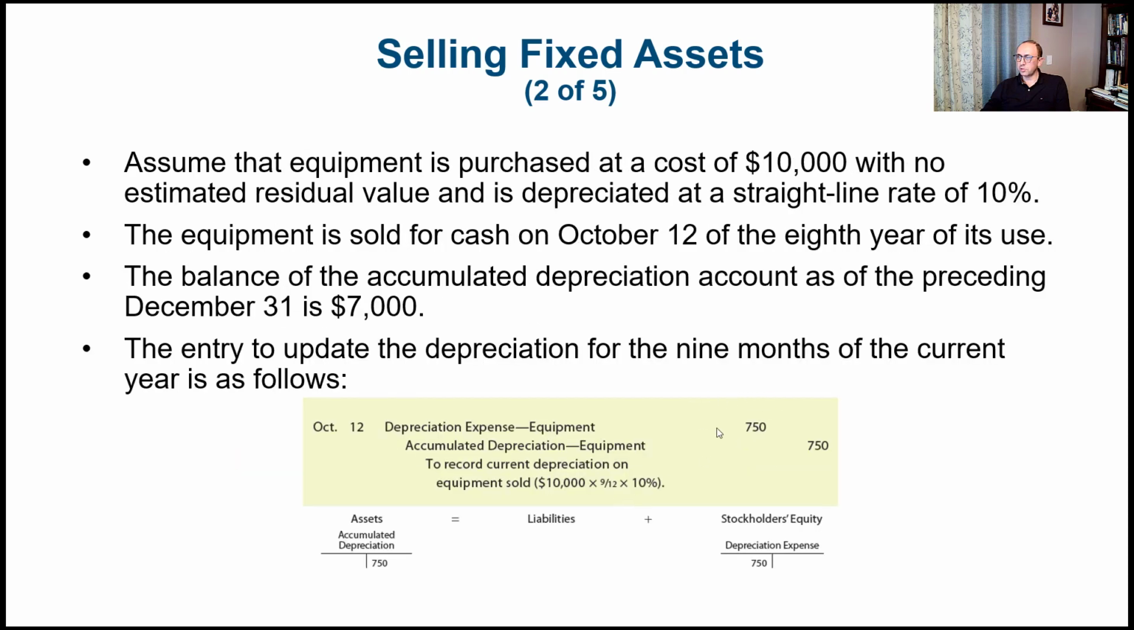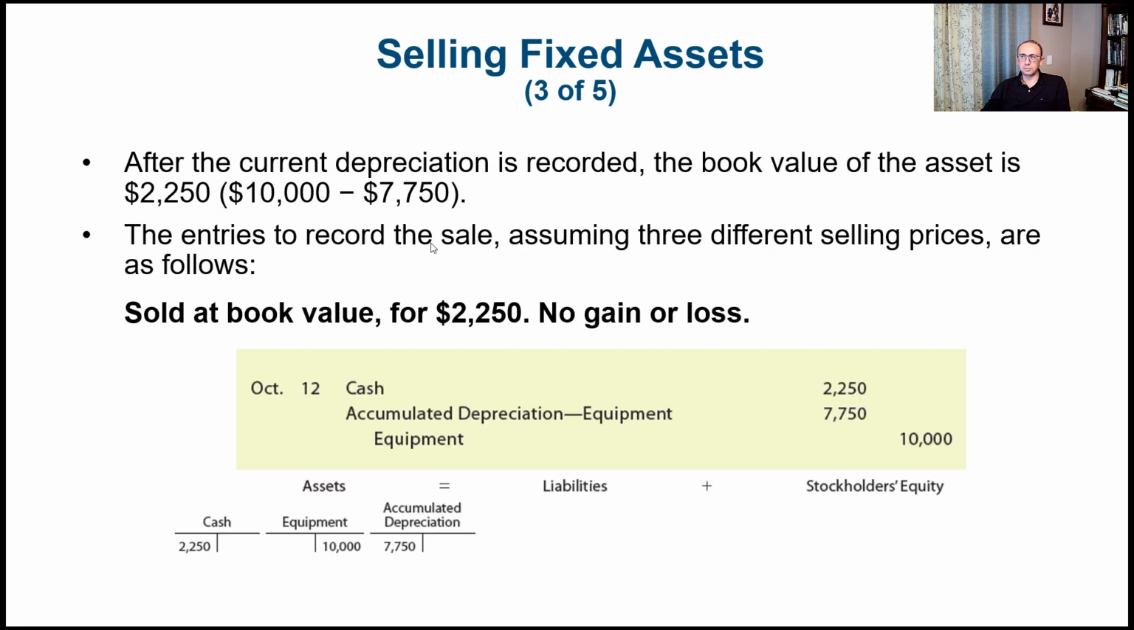So before I move on, now how much is our updated accumulated depreciation? It's the 7,000 plus the 750. So after the current depreciation is recorded, the book value of the asset would be 2,250. How we got it? It's the 10,000, which is the cost of that asset, minus the updated accumulated depreciation, so the book value is 2,250. So the entry to record the sale, assuming 3 different scenarios, would be as follows.